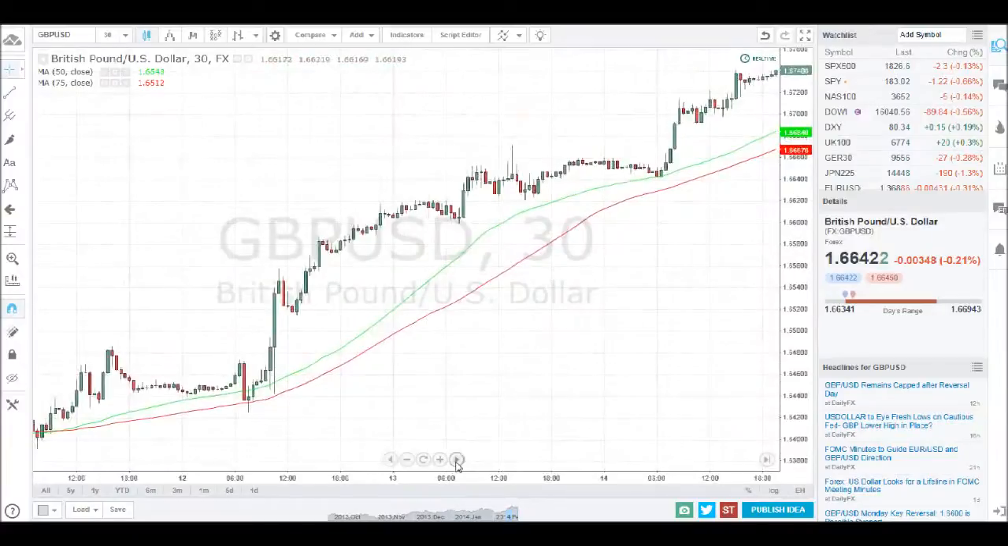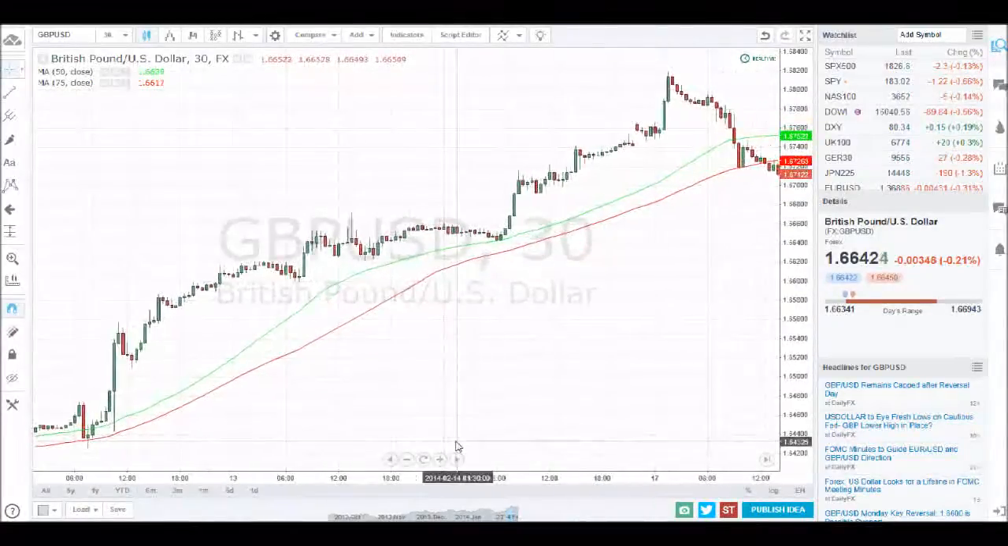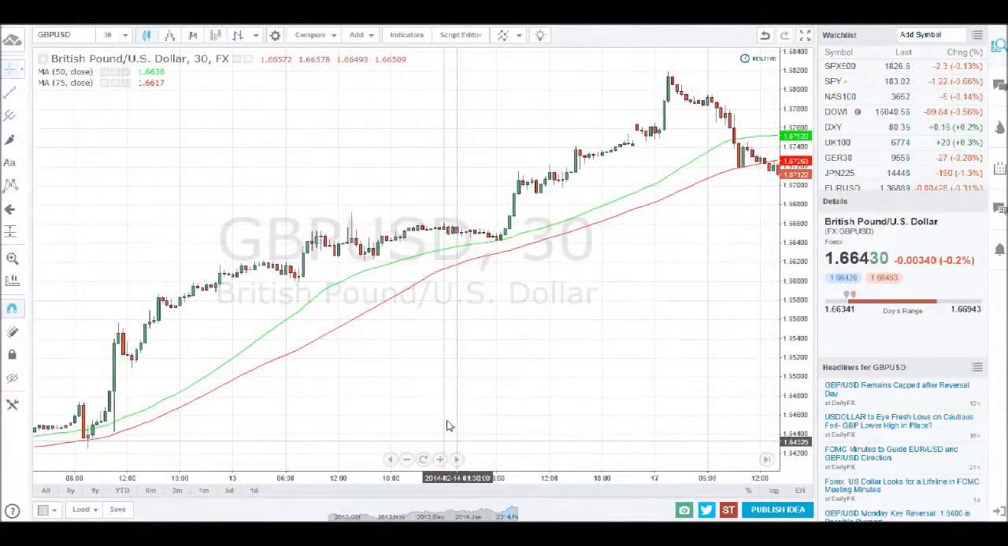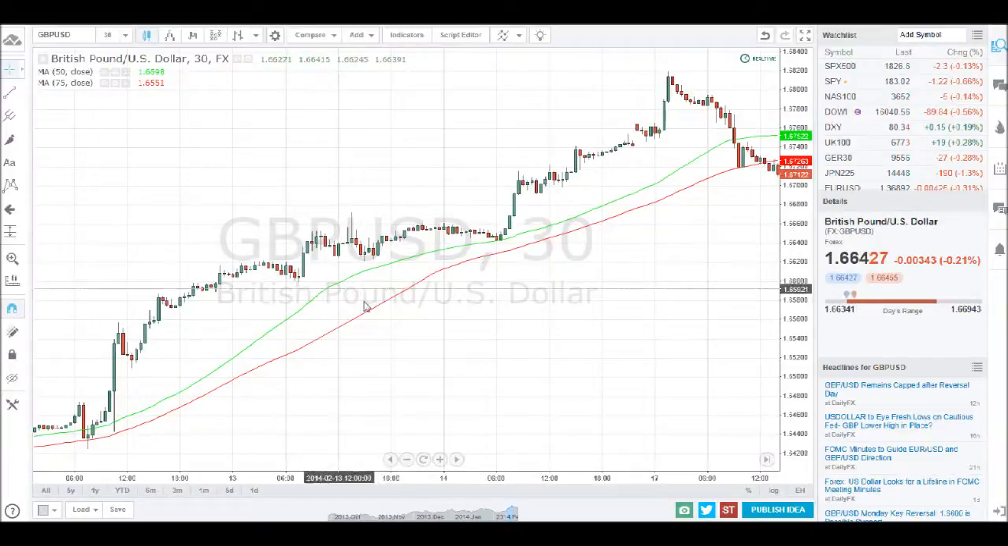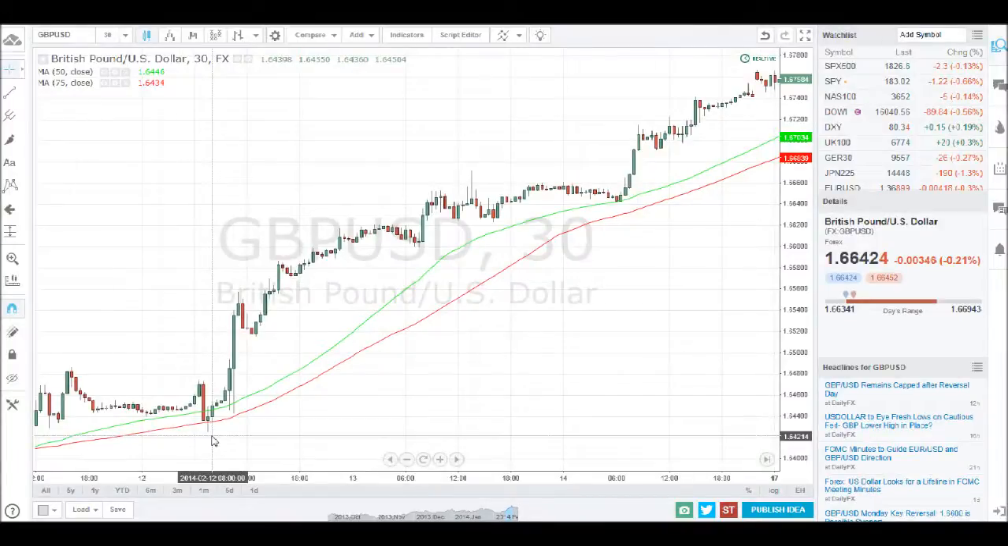The third step to this strategy is these pin bars and engulfing candles have to either be very close to our moving averages or in between the moving averages, so this space in between both moving averages. So once again, this is the pound against the dollar. It's a 30-minute chart, and we're just going to look at recent price action.